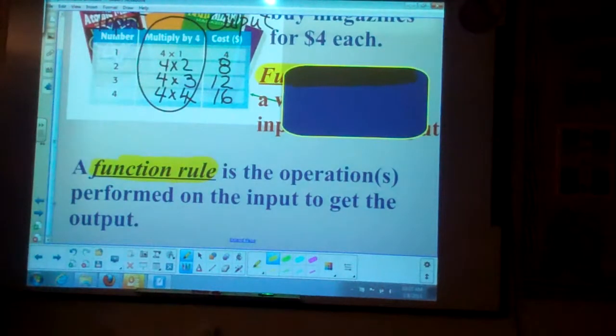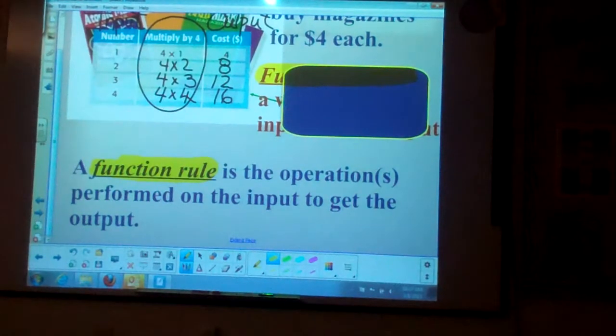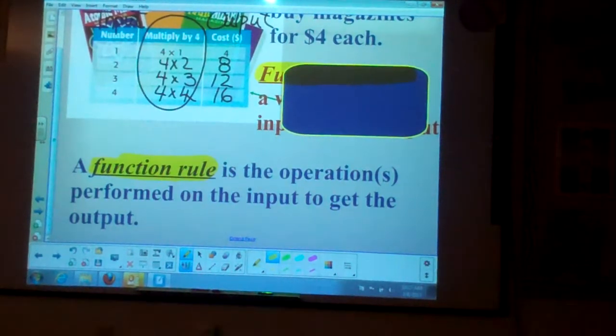Unless you multiply it wrong. Yeah. That'd be funny.